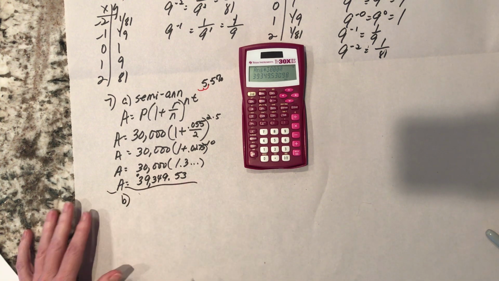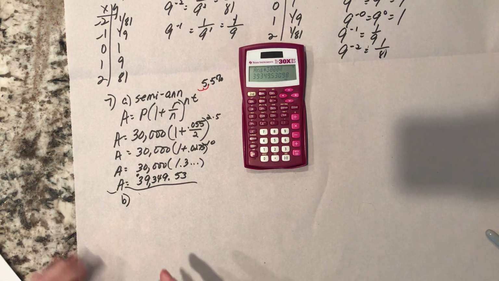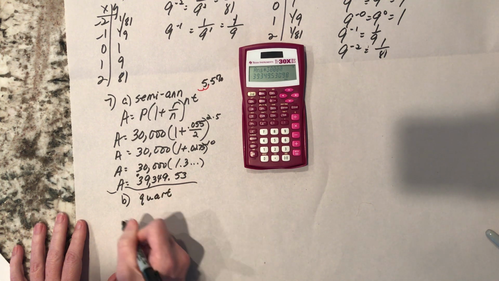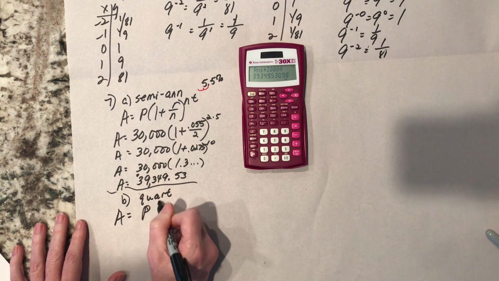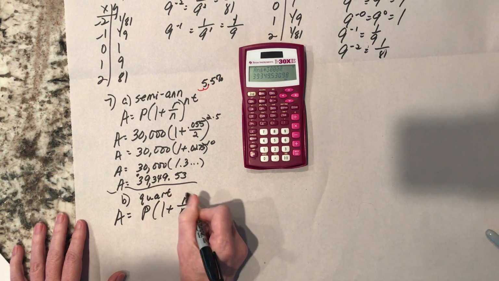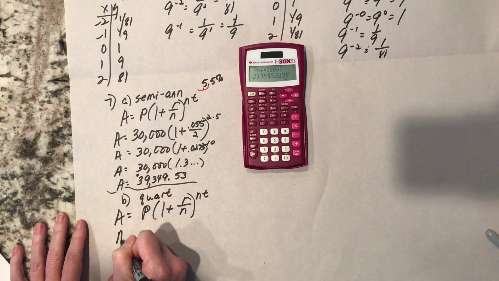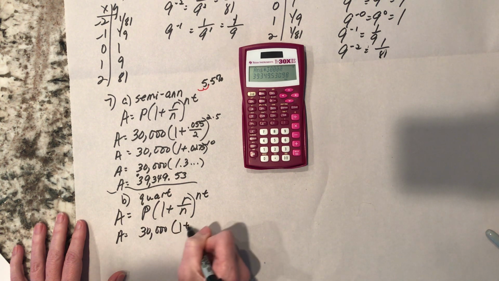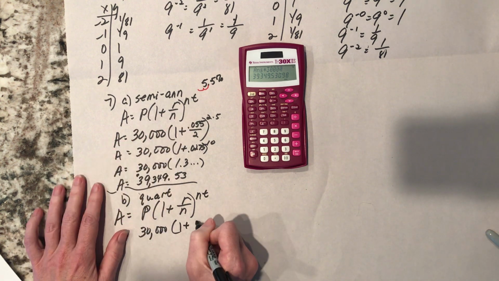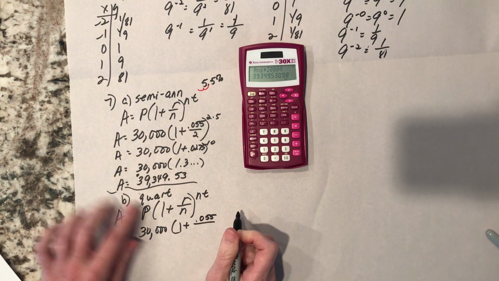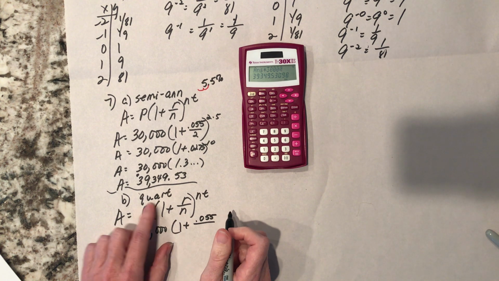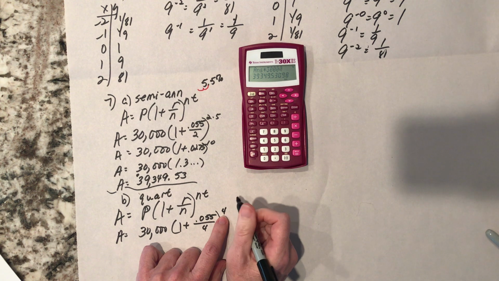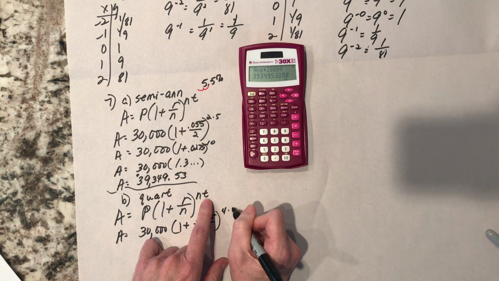Let's look at B. In B, we are compounding quarterly. Same formula. Principal, we know, is $30,000 for all of them. We know the rate, got it from over here, 0.055. The number of times this is being compounded quarterly is 4. How many times is it being compounded? And then for how many years? 5 years.